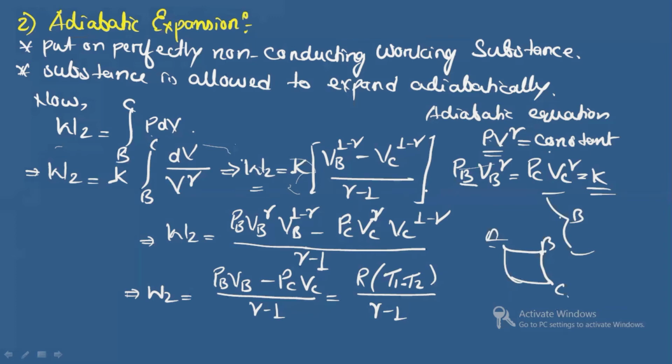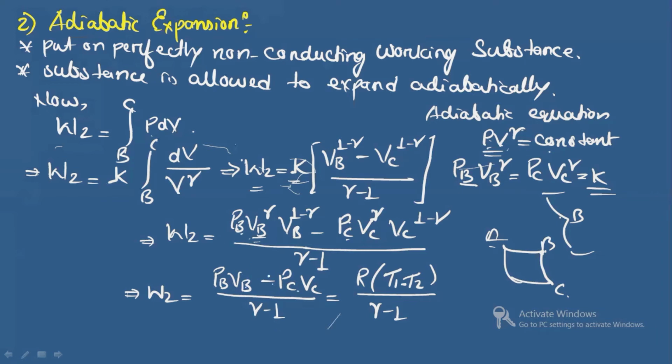Next, when you do this complete calculation, you will get W2 is equal to what? This is VB to the power 1 minus gamma. K is equal to what? PV to the power gamma. So this will be PB VB to the power gamma, and this will be PC VC to the power gamma. And when you simplify, you will get PB VB minus PC VC divided by gamma minus 1.